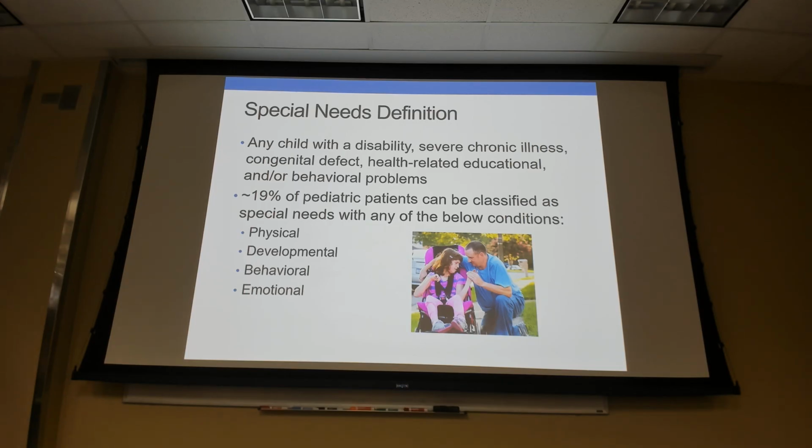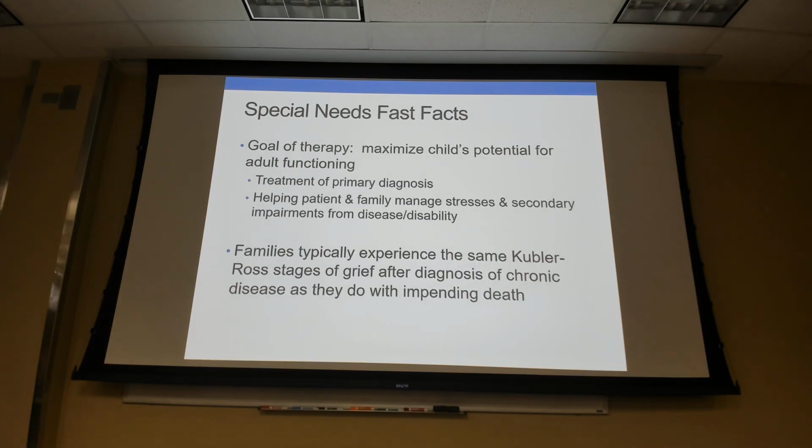You might not see them in your population, but their families are going to be affected by this. That is how it is going to relate to you. So what is our goal then? The goal is to get this child to their maximal potential. That might not be inside the standard deviation of what is considered normal, but that is the child's maximal growth and developmental functioning potential. And then helping the family manage any kind of stress and expectations with that.